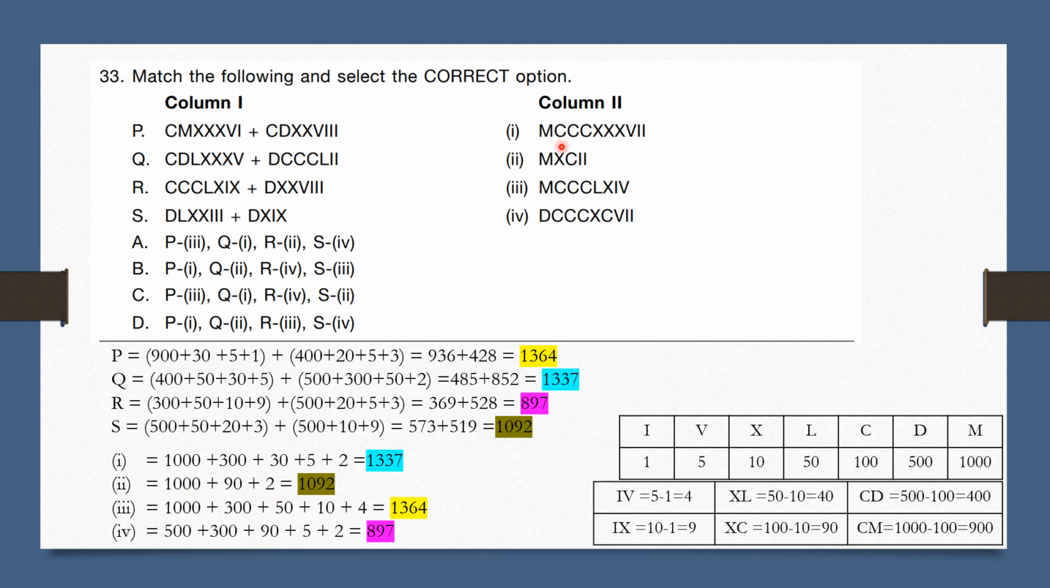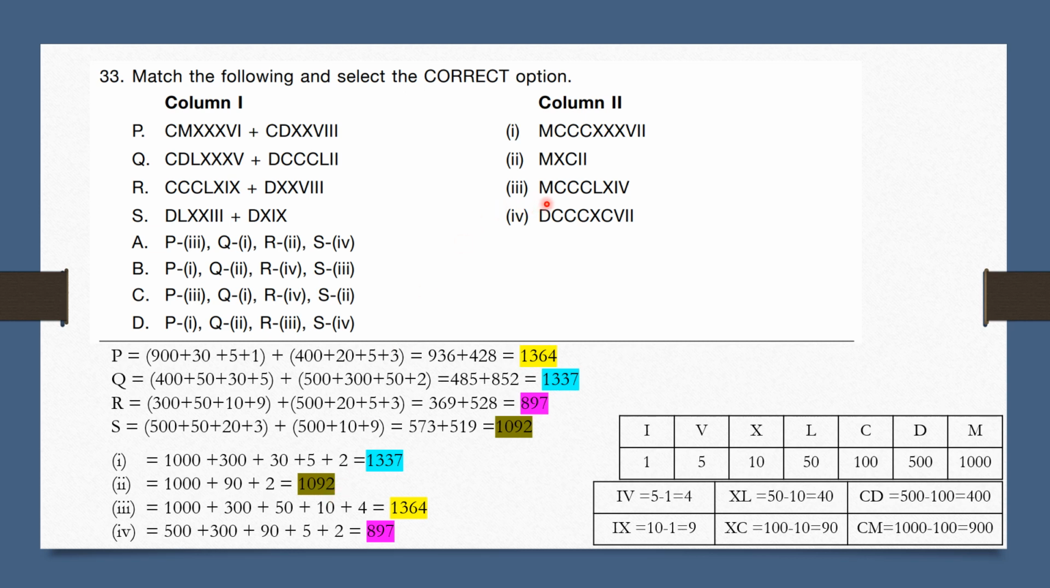So M is 1000, C is 100, so triple C is 300, X is 10, so triple X is 30, V is 5 and I is 1, so double I is 2. So 1000 plus 300 plus 30 plus 5 plus 2 equals 1137. Let's see the value of MXCII. M is 1000, XC is 100 minus 10, 90, so we have written 90. I is 1, so double I is 2, so total is 1092.